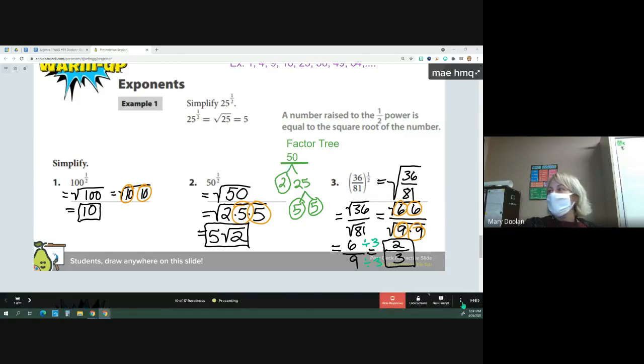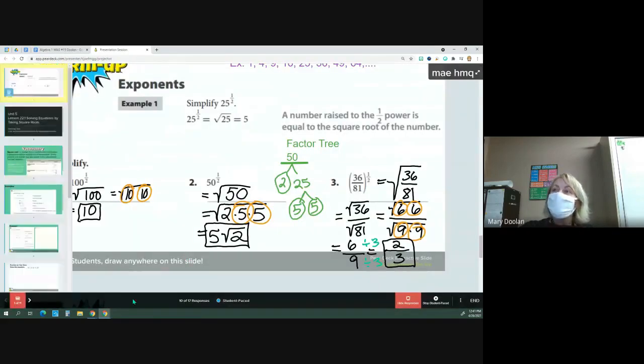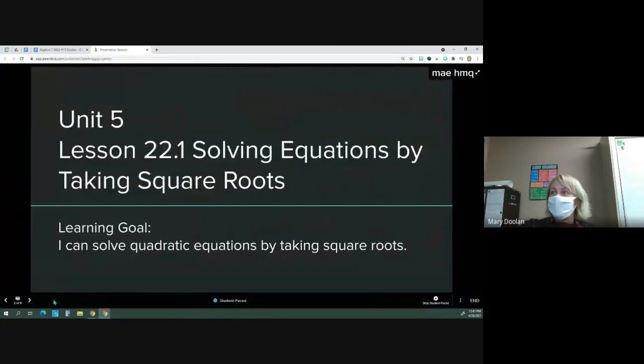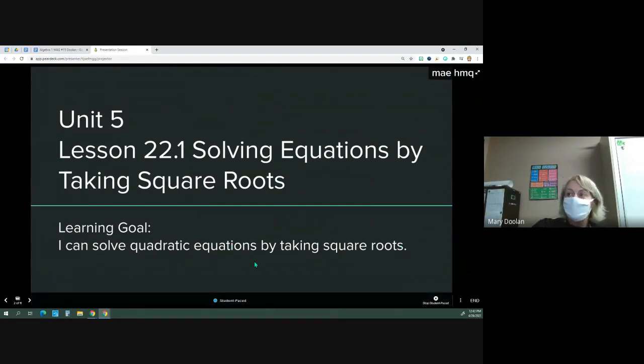All right, I'm going to go ahead and turn that on in case you're still writing on that slide. There's a lot going on. So the next slide here, this is Unit 5, Lesson 22.1, solving equations by taking square roots. So we're going to be taking more square roots. And your learning goal is that I can solve quadratic equations by taking square roots.